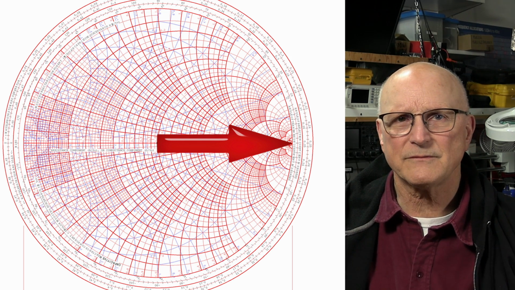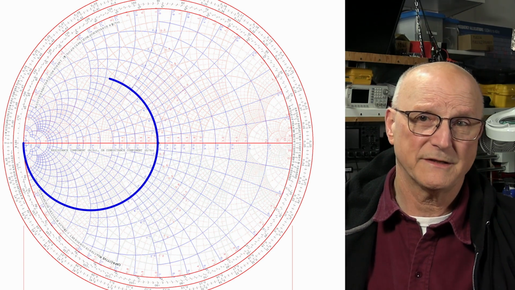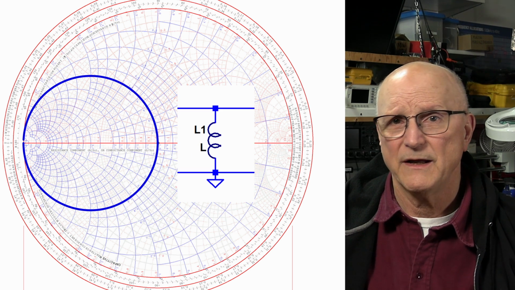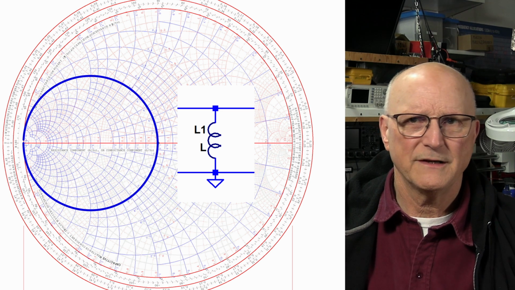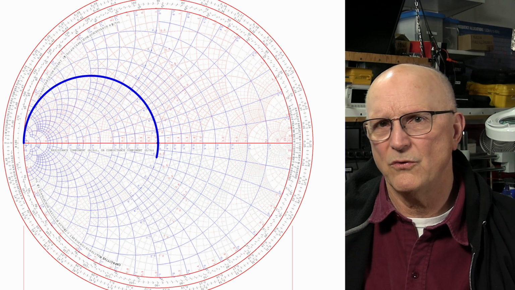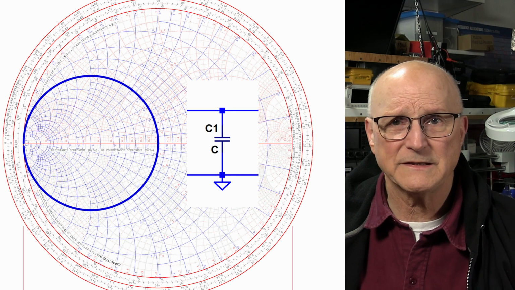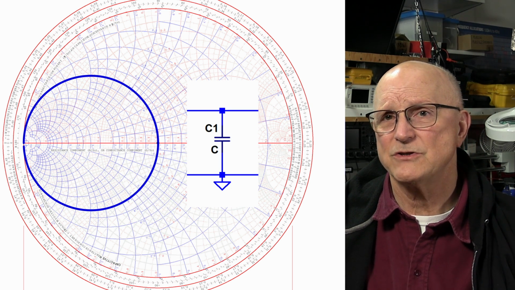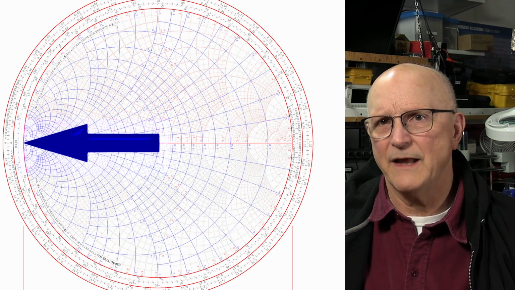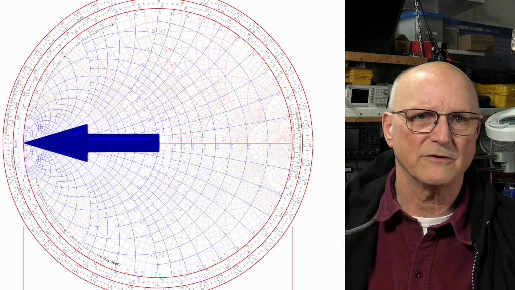If we are moving counterclockwise on a blue constant conductance circle, then we are adding a parallel inductor. This is also known as a shunt inductor. If we are moving clockwise on a blue constant conductance circle, then we are adding a parallel capacitor. This is also known as a shunt capacitor. We do not move past the equator on the left when moving either direction on a blue constant conductance circle.